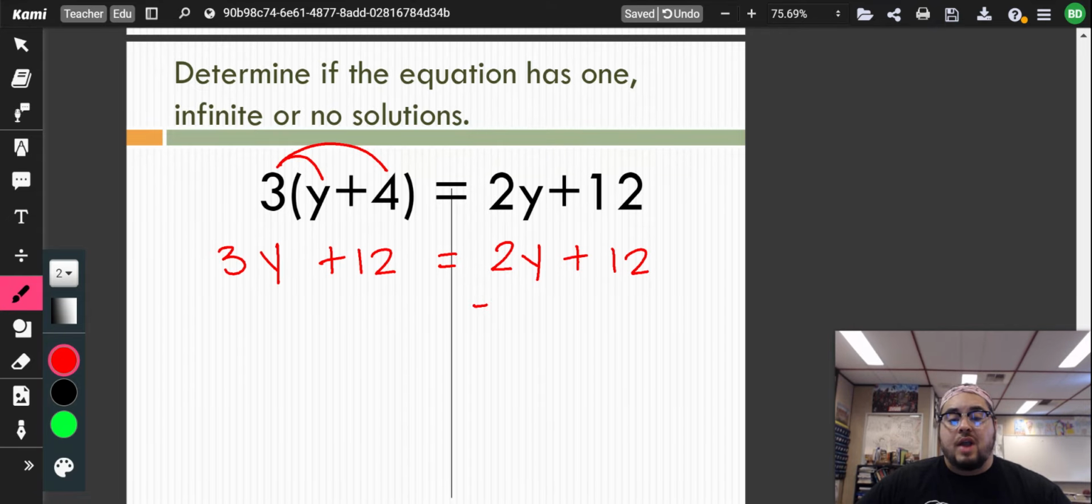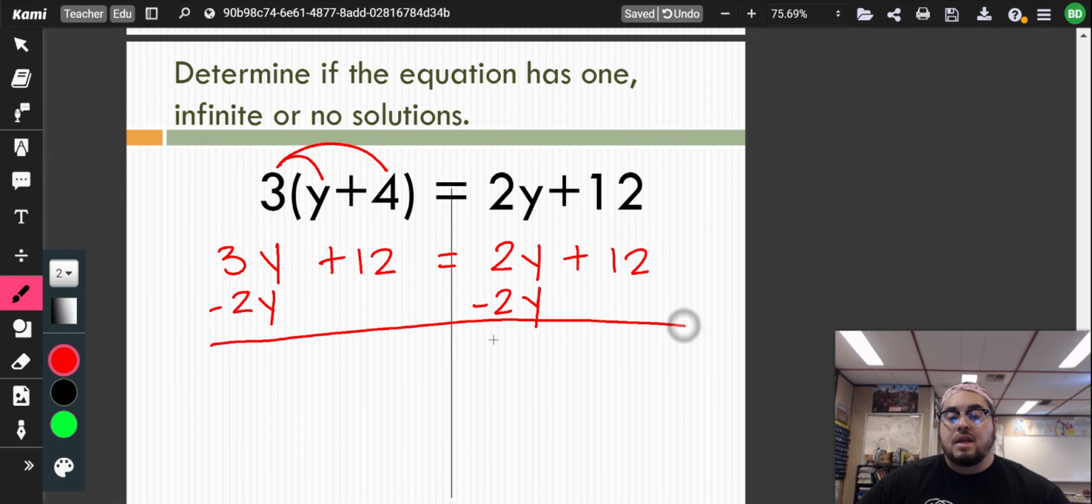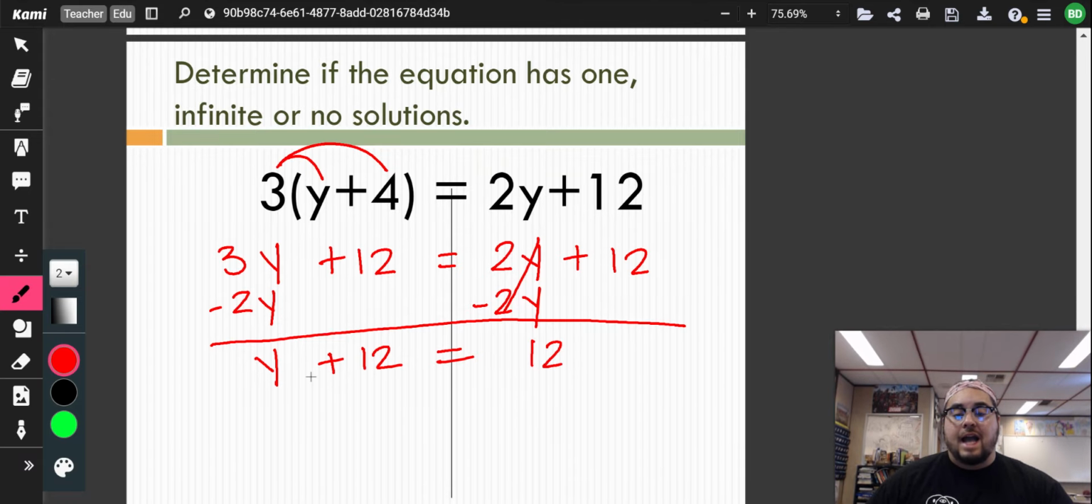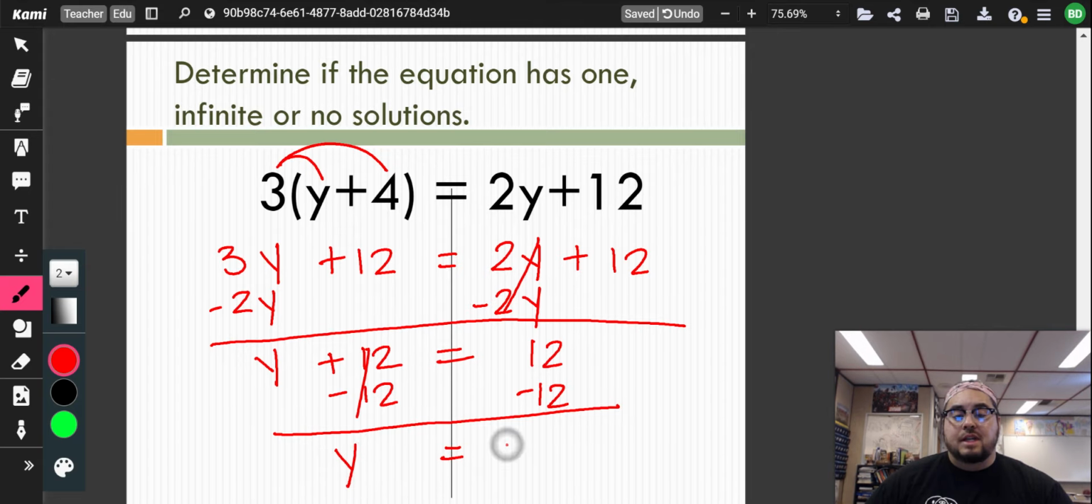So I'm going to subtract 2y from both sides. 3y take away 2y is just y plus 12. And that equals 12. Okay, I need y to be isolated, so I'm going to subtract 12 from both sides. And again, this is where some students feel like they made a mistake. So y comes down, and 12 minus 12 is just 0.